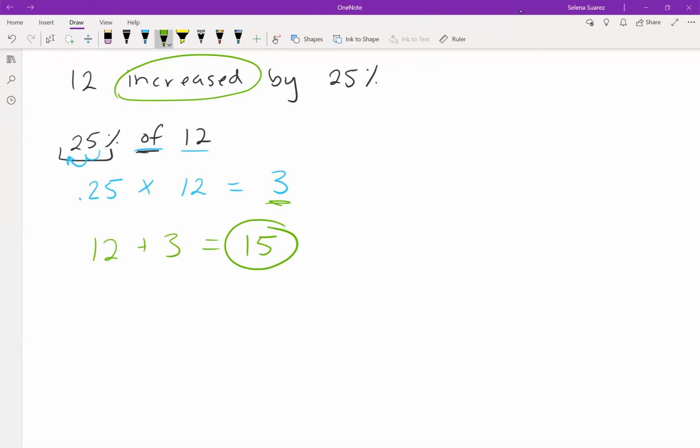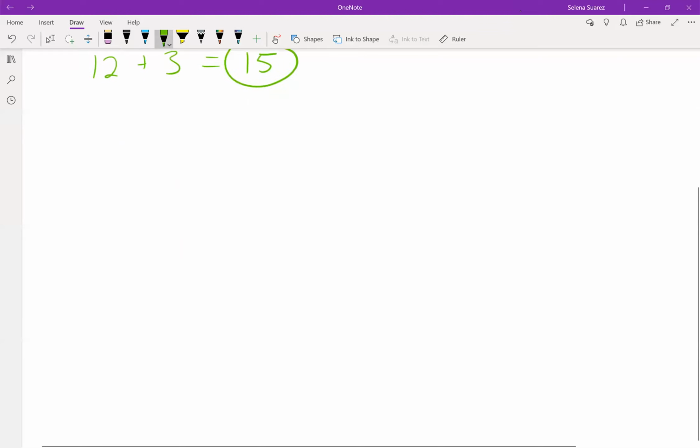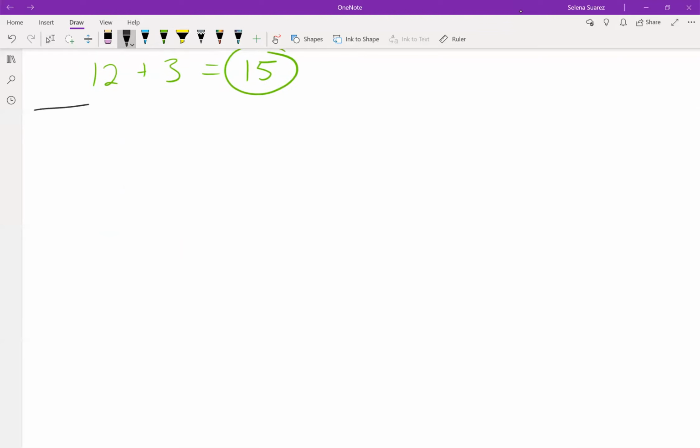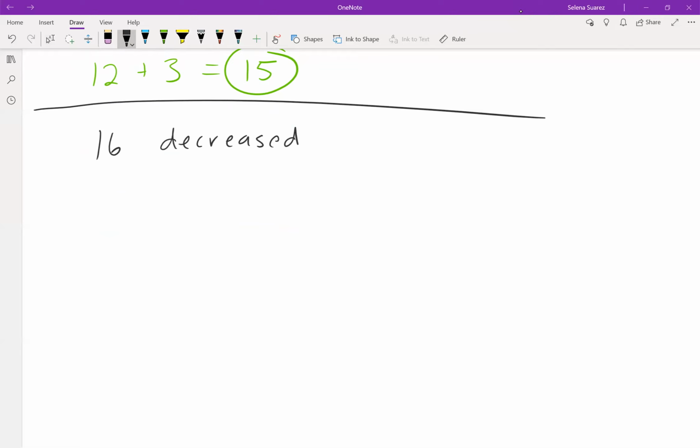Now, let me give you a different example, okay? So let's say it's saying 16 decreased this time by 75%. Okay, so first thing I have to do, I have to figure out 75% of 16. I got to figure out what that is, okay? So 75% of 16, I don't know what that is. I got to figure this out.